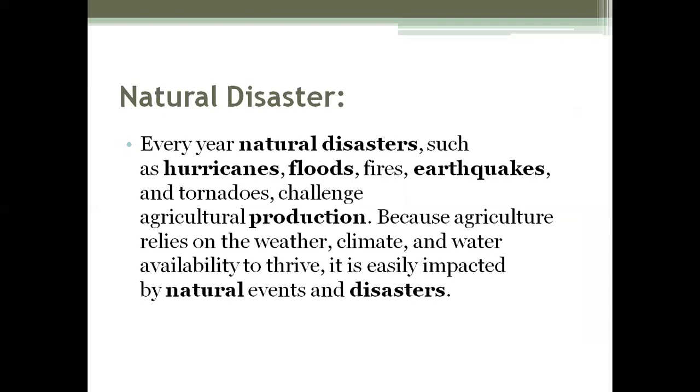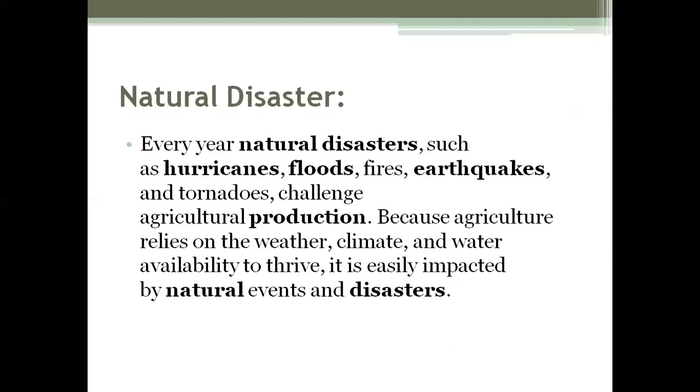Okay, and they can be hurricanes, floods, fires, earthquakes, and tornadoes. All these natural disasters challenge agricultural production, because agriculture relies on the weather, climate, and water availability to thrive. It is easily impacted by natural events and disasters.